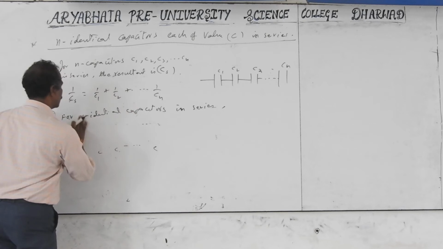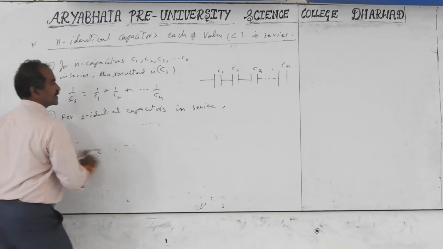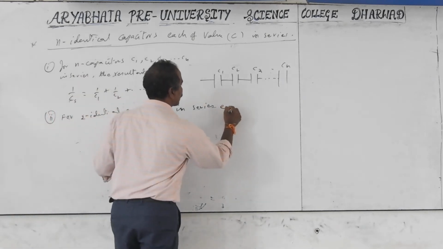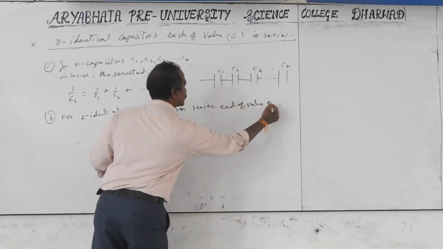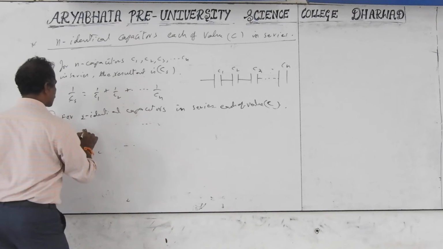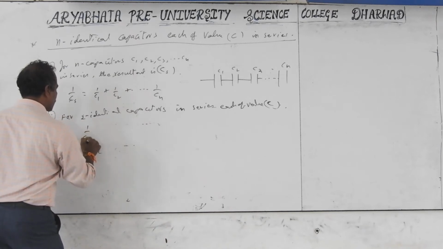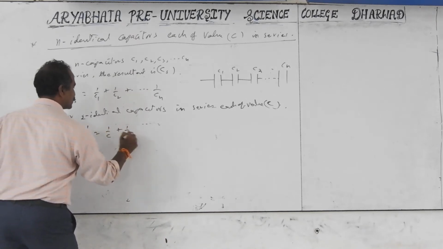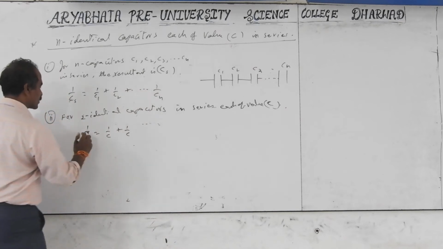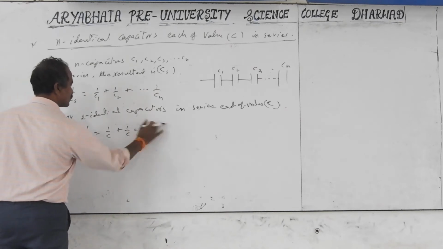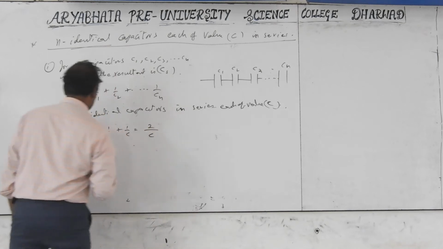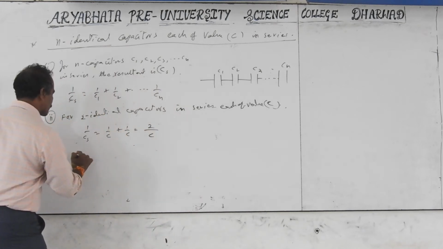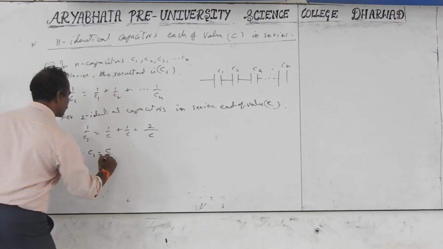So two identical capacitors in series, each of value C. So what we get is only two capacitors. 1 by C series equals 1 by C plus 1 by C, which is 2 by C. Taking the reciprocal, therefore C series equal to C by 2.